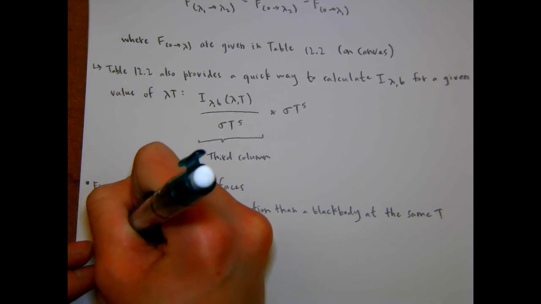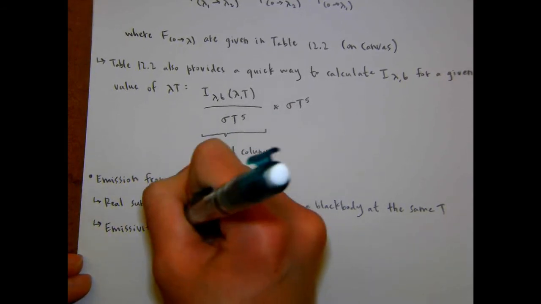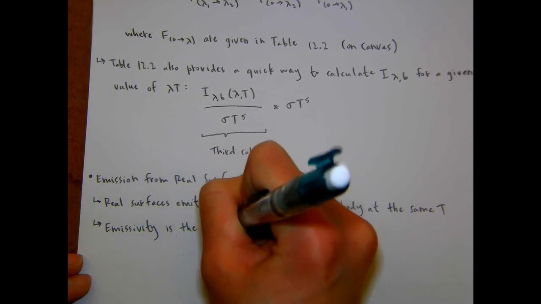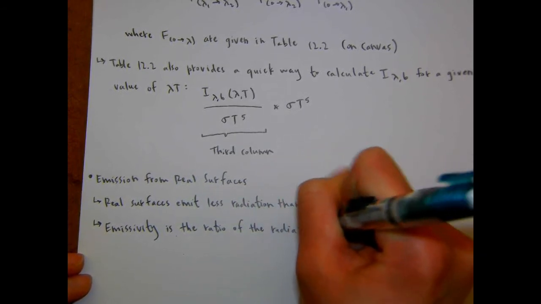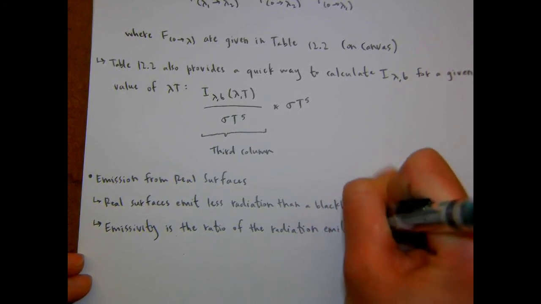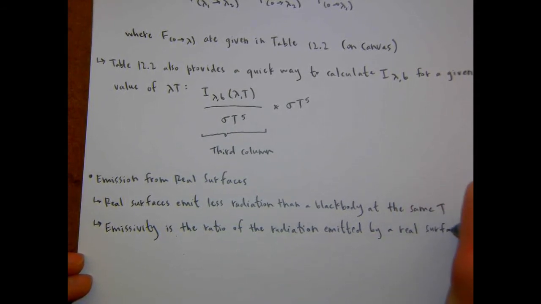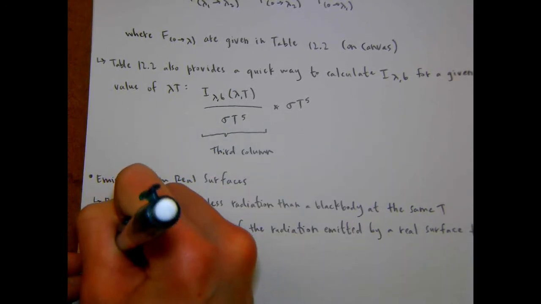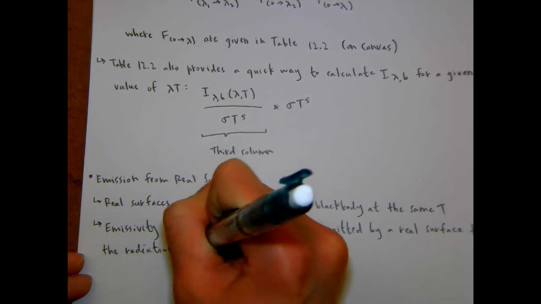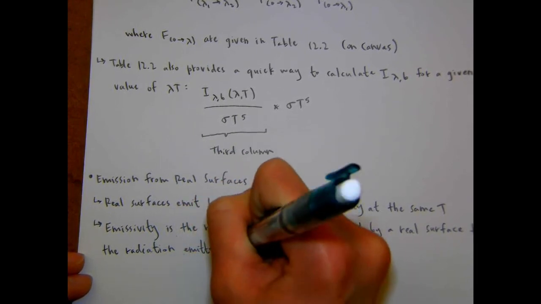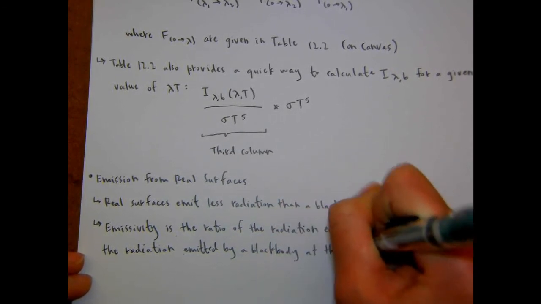And we defined previously the emissivity, which is the ratio of the radiation emitted by a real surface to the radiation emitted by a black body at the same temperature.